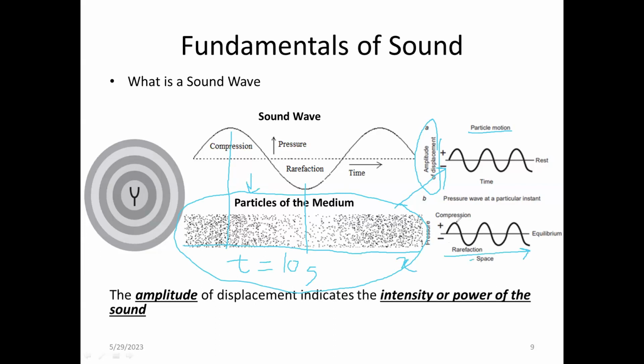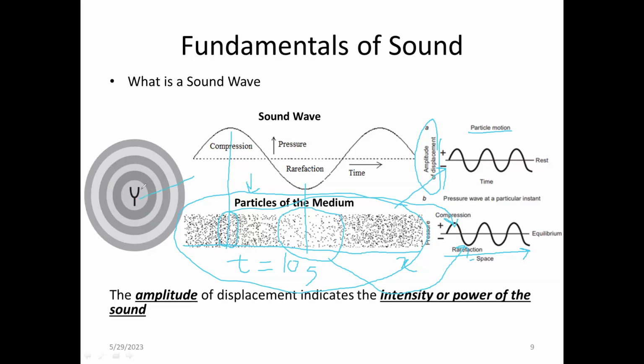And if we represent the maximally compressed area as the maximum point of this curve and the maximum relaxed area as the minimal point of this curve, we can again get a sinusoidal wave. So as a result of this movement of the tuning fork, we can see that we get a sinusoidal wave both in time as well as in space. So this is the space around the tuning fork.